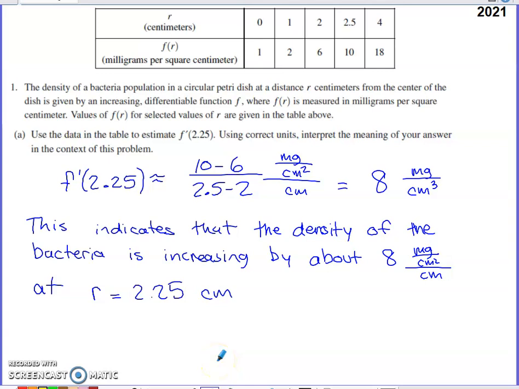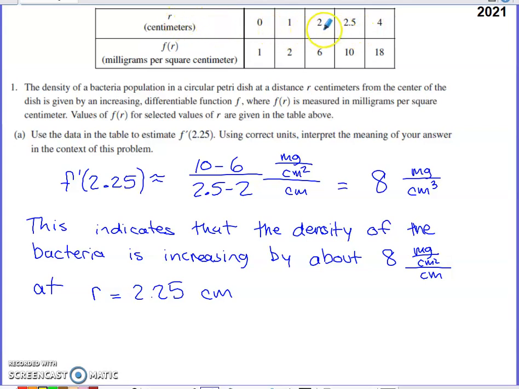This is problem number 1 from the 2021 AP Calc AB and BC exam. It's a calculator question, and they start you off with this table of values. If you just inspect the table before you read the problem statement, it seems like our input variable r is being measured in centimeters.